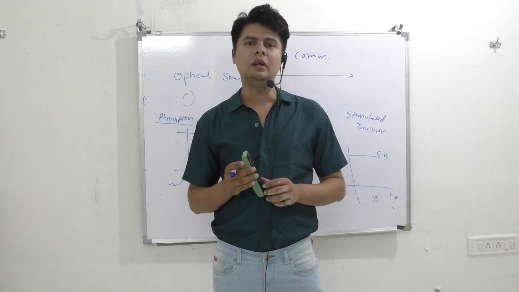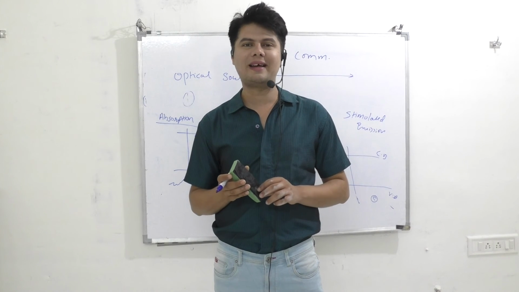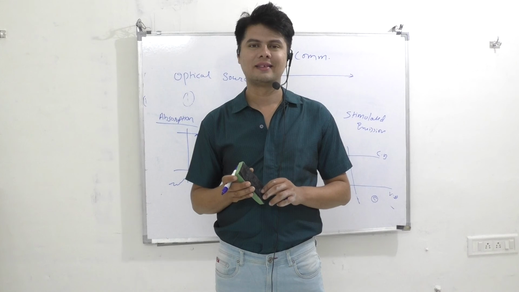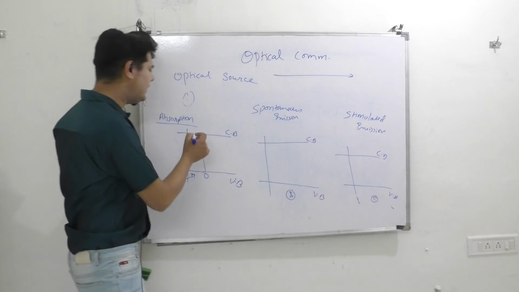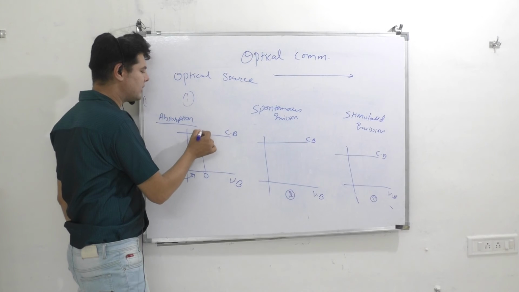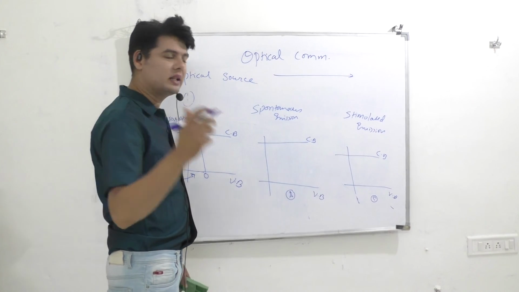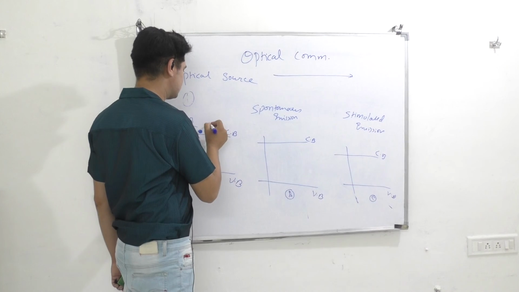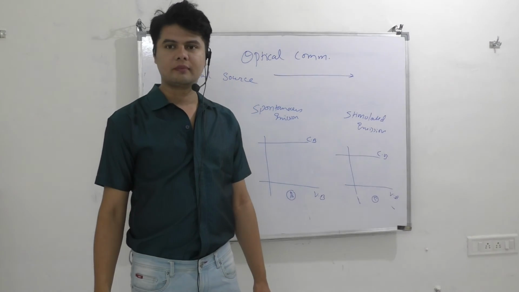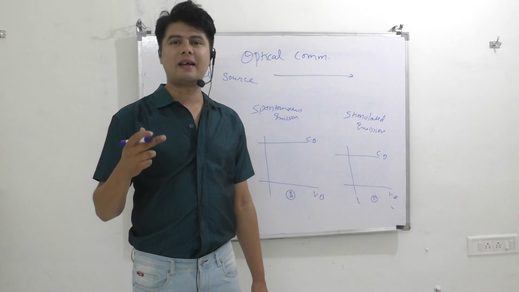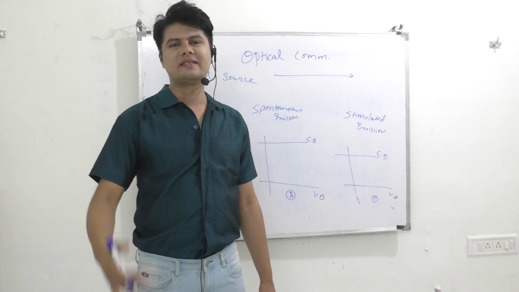What happens if the electron reaches the conduction band? The answer is that whenever electrons reach the conduction band, after completion of 10 to the power minus 8 second, they reach the valence band again.